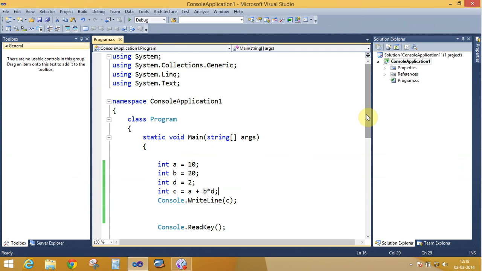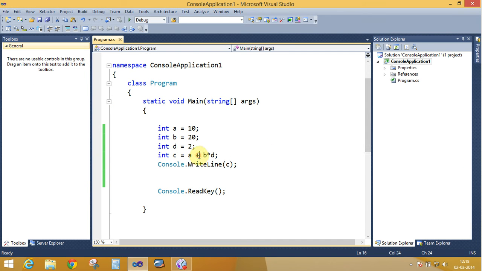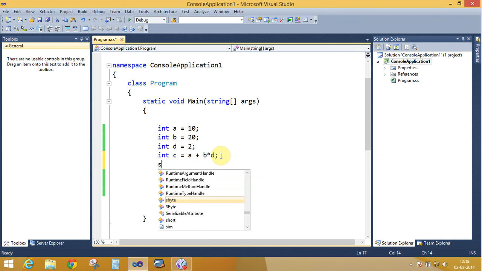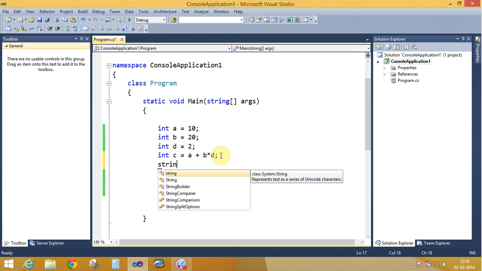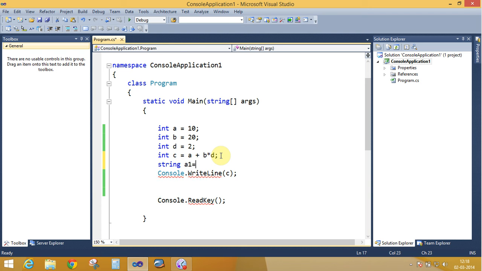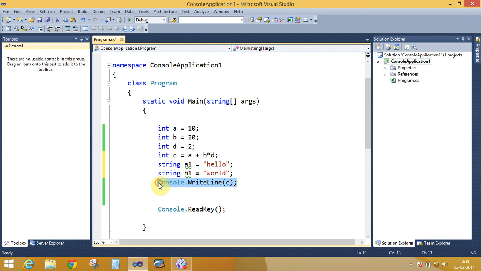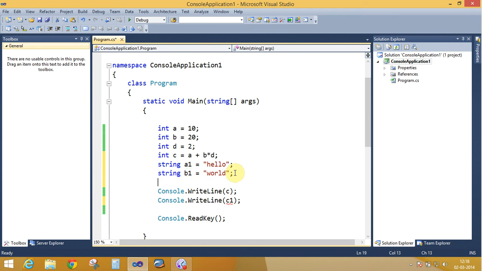If we use the plus operator between two strings, it looks like this: string a1 equals hello, string b1 equals world, and take the output in c1. String c1 equals a1 plus b1.